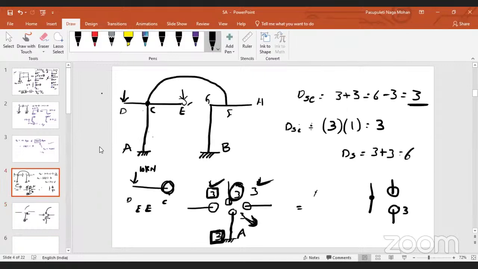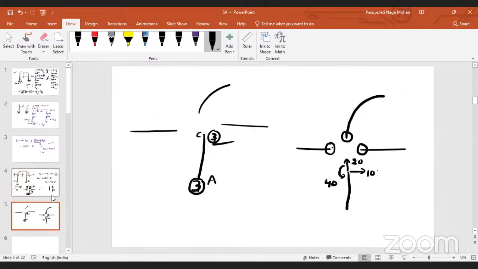Known forces. Yes, because in the two cantilever portions, we have found the unknown forces already. So there is no need of finding them out again. Yeah, that's the point.